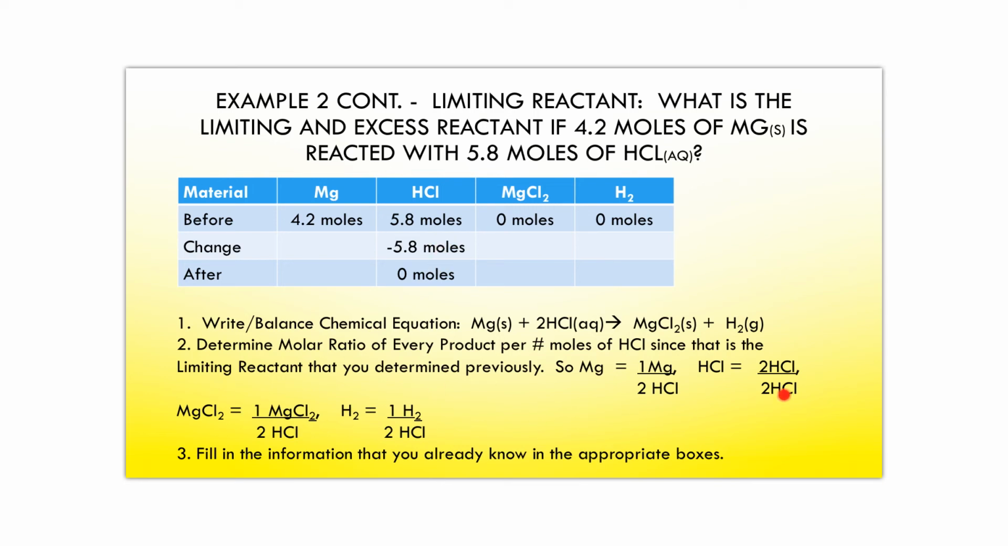So again, we go through and make our ratios, fill in the information you already know in the appropriate boxes. Again, everything's the same, except this time we're going to use all of the HCl. It's going to run out, and then we're going to see how much magnesium we need to do that.